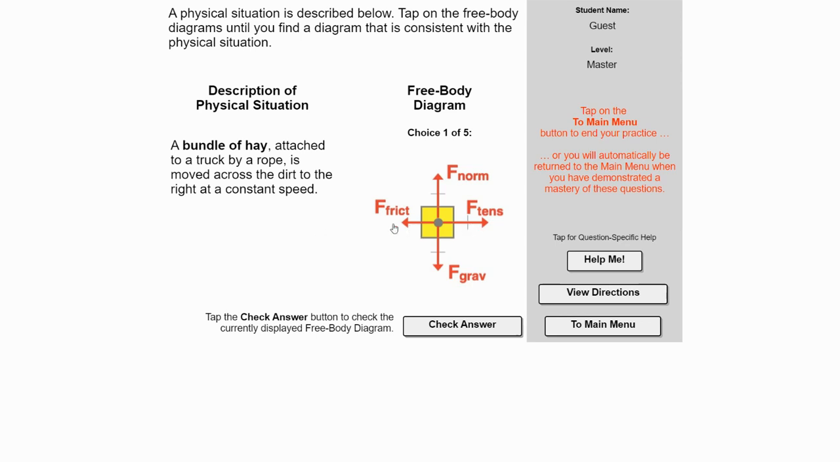Now, this could be a possibility. This could be a possibility. Let's see. Is this going to be it? No, because it's getting dragged to the right at a constant speed.